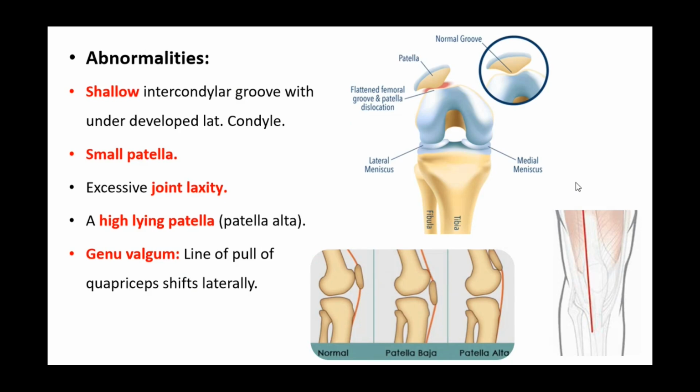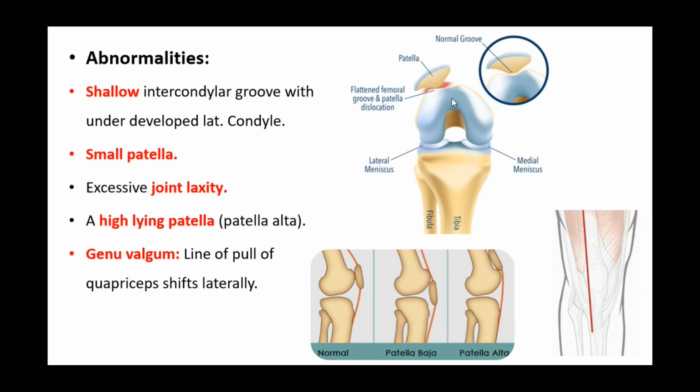Now there are certain abnormalities that contribute to the recurrent dislocation. The first is the shallow intercondylar groove. Normally we have this intercondylar groove, where the patella sits. But sometimes this groove is shallow, or there is an underdeveloped lateral condyle, which will result in recurrent dislocation of patella. Next is small size patella. Usually we have a specific size of patella, but if the size of the patella is small, that will also contribute to the recurrent dislocation of patella.